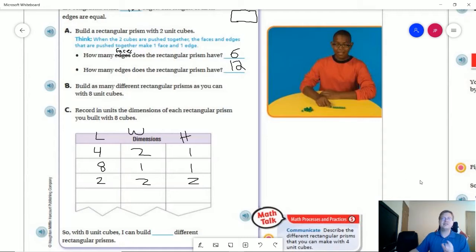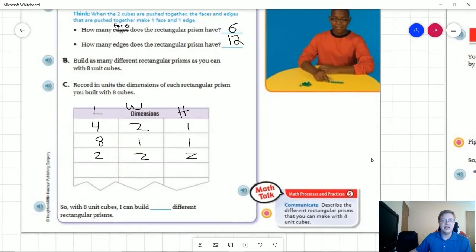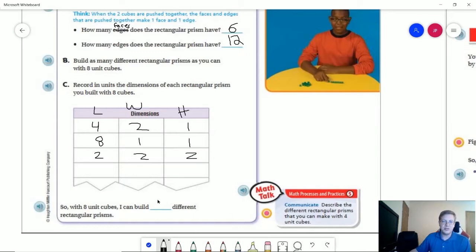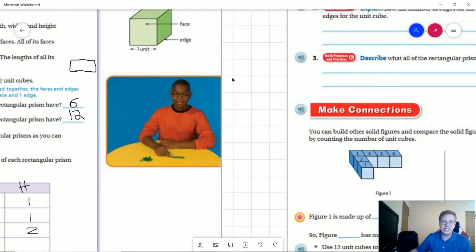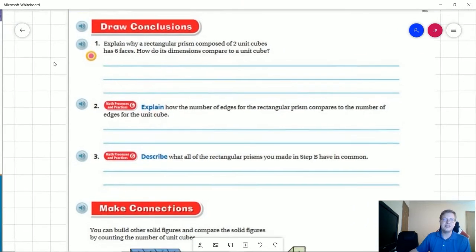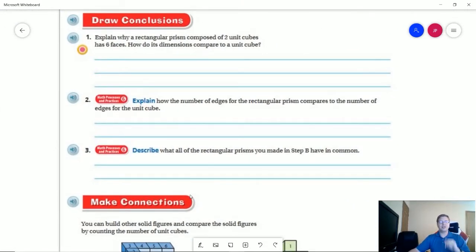I can rotate the shapes and put them in different orientations, but we are only going to have 3 different number combinations that we can use to get to a volume of 8. So 4 times 2 times 1, 8 times 1 times 1, and 2 times 2 times 2 are my 3 number combinations. And I could rearrange these in different ways, but I'm still going to have the same number combinations. So I have 3 different ways that I could do it, even though I could rotate the shapes to make it look different. So let's talk about our conclusions from this.